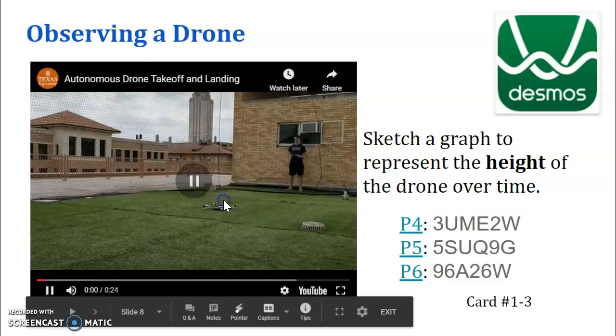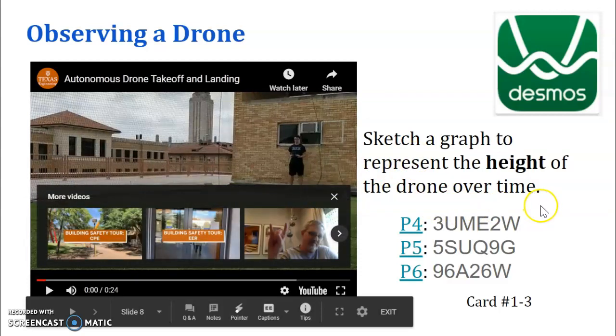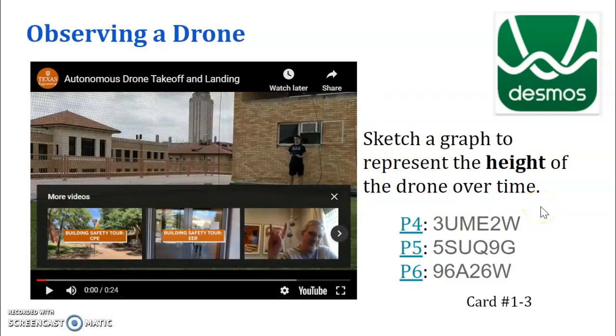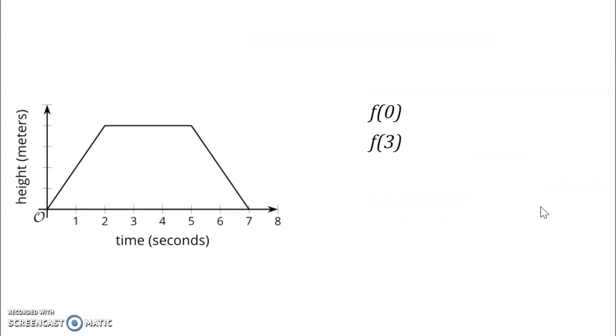Alright, so I am going to assume that you've had a chance to go through the Desmos activity from card number 1 to 3. And I'm going to go over the answers with you. Okay. So we were given that this was the graph that, I can't remember his name, he drew. Okay, so according to this graph, what is f of 0 and what is f of 3?